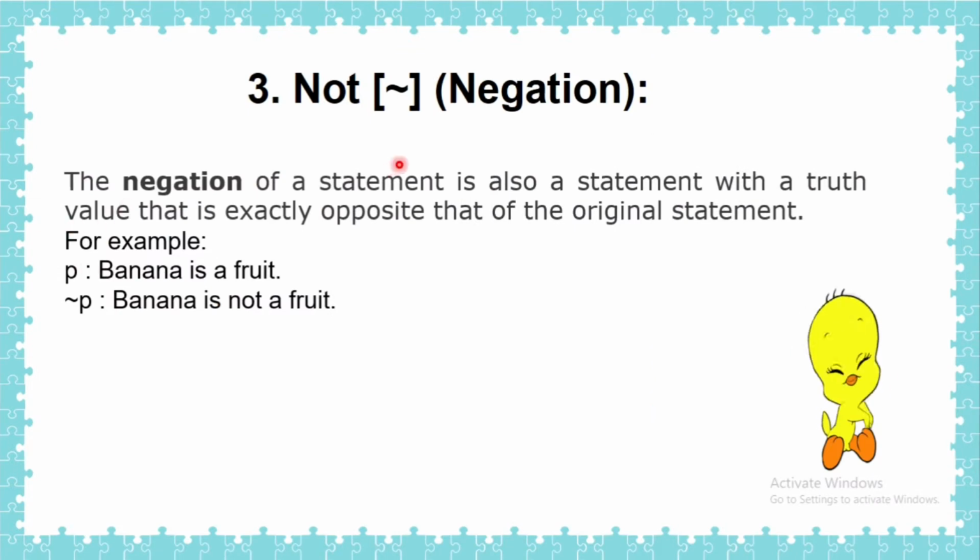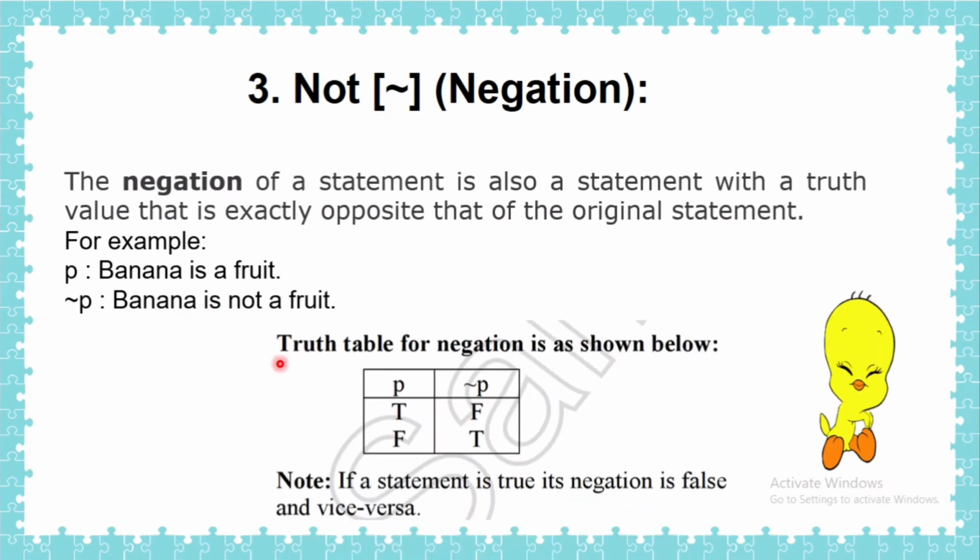Next topic is not, or negation. The negation of a statement is also a statement with a true value that is exactly opposite that of the original statement. For example, P: banana is a fruit, its negation: banana is not a fruit. Truth table for negation is also below. P, not P. True, false. False, true. Note: if a statement is true, its negation is false, and if false, its negation is true.